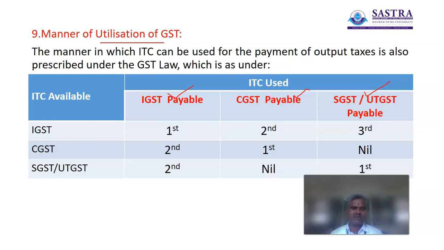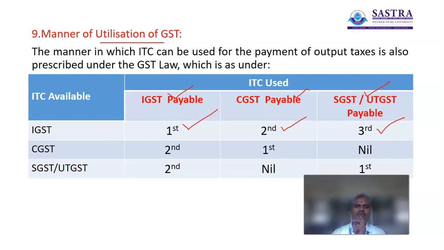This is what you have to pay to the government, but you have already got ITC. When you have ITC in IGST, you adjust first against IGST. After adjusting IGST, if you have any surplus, that amount will be used for the adjustment of CGST. After adjusting both, even if you have a surplus, that will be adjusted against SGST. After paying or adjusting all, any amount left will be payable to the government. That is the manner of utilization or payment system of GST. Okay.